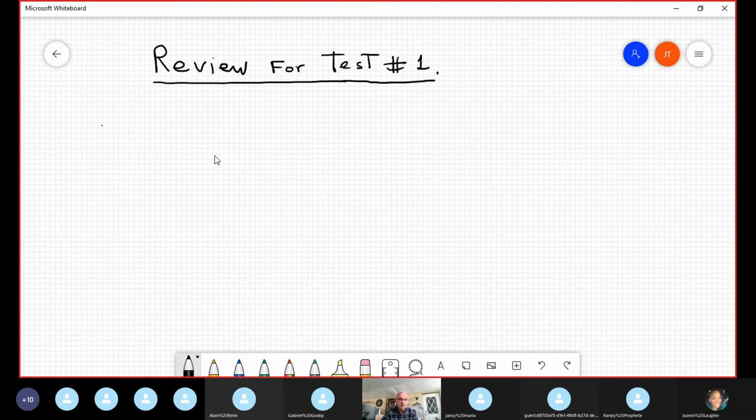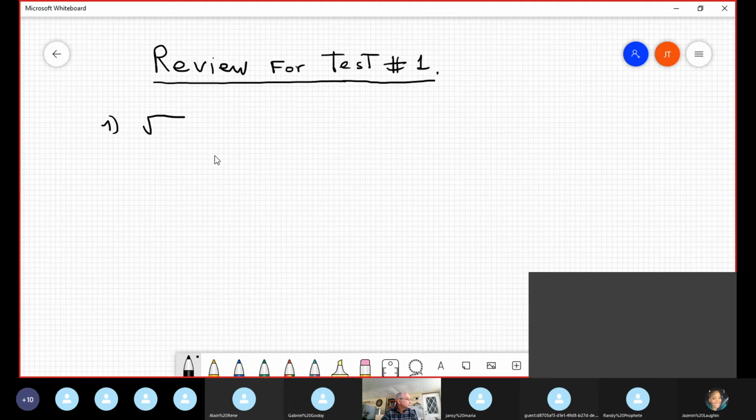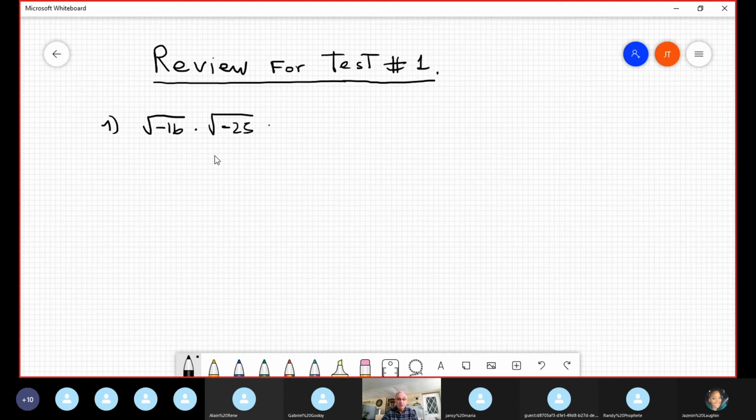Okay, so the first example is compute the square root of negative 16 times the square root of negative 25. Immediately, you have a square root with a negative number inside, so the answer is imaginary. You compute the square root of 16, get 4, times the imaginary unit, times 5i. This is 20 i squared. I know very well that i squared is negative 1. The answer is negative 20.